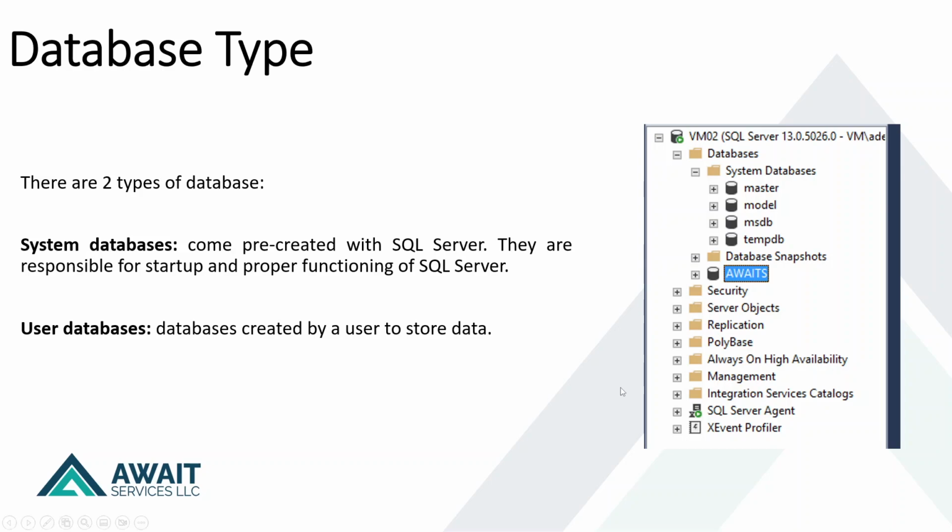They don't come with SQL Server. And on the right here, we have databases. If you expand this, you will see system databases, and these are system databases that we can see on the Object Explorer of the SQL Server Management Studio. So we have the master, we have the model, we have MSDB, and we have TempDB. These are the 4 system databases that we can see on the Management Studio.